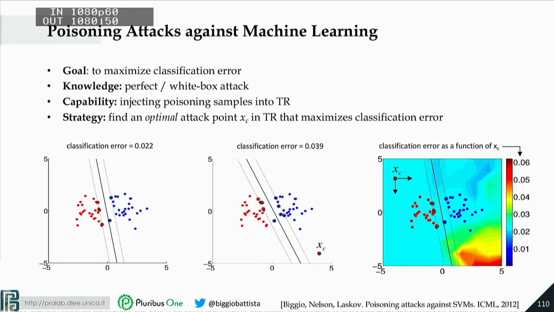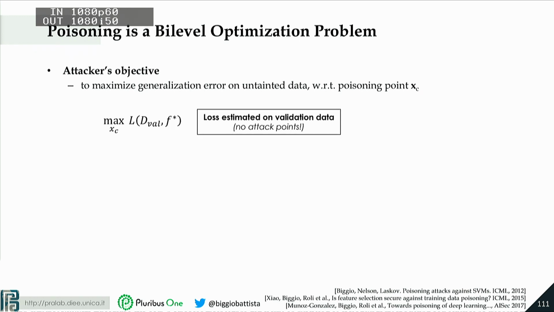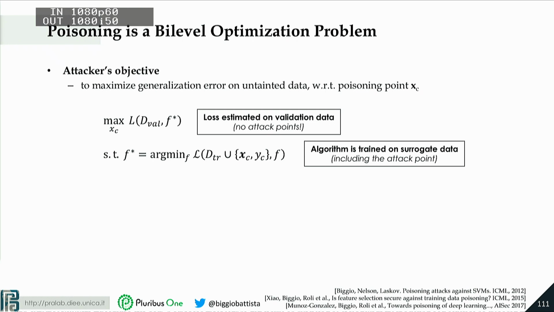And so now we can formalize that. So the goal of the attacker is to maximize the generalization error on the unseen data with respect to the poisoning point. And this can be formalized in this way. So you want to maximize the loss function on some validation points. F is your trained classifier, and XC is the attack point. That's the main objective. I want to maximize the error on clean data. But this is subject to this constraint. And the constraint is that I have to retrain the classifier F star, including the attack point, XC.